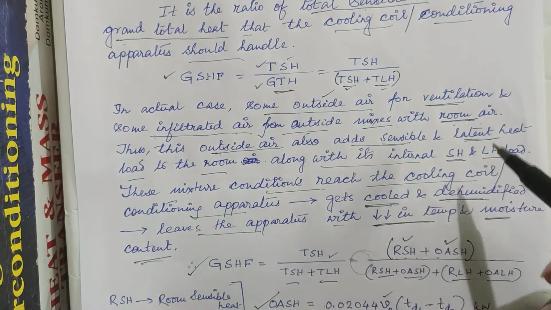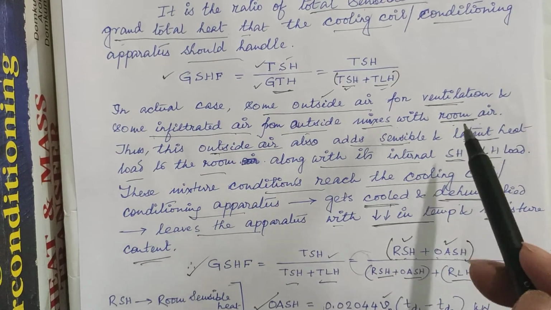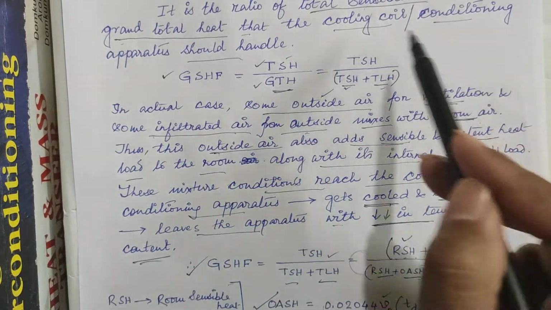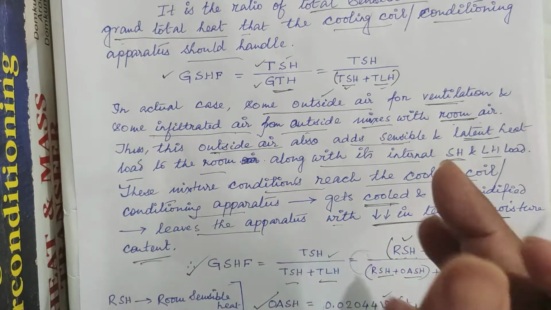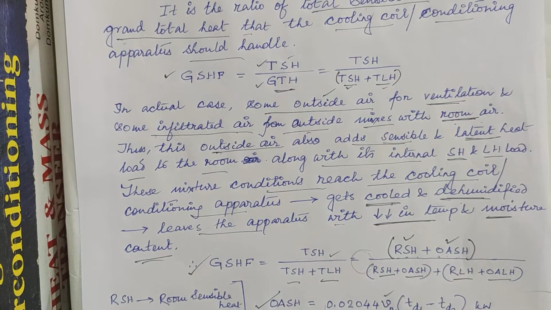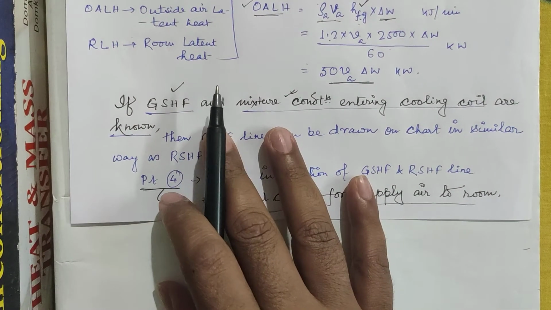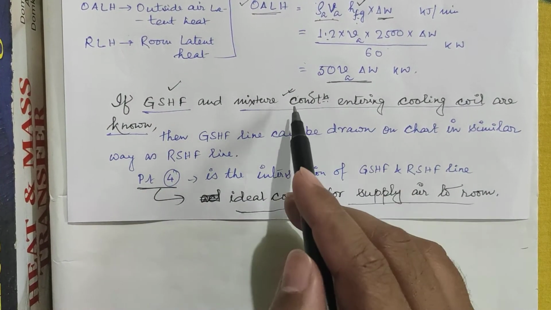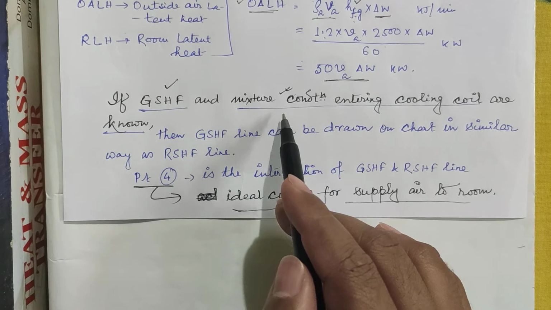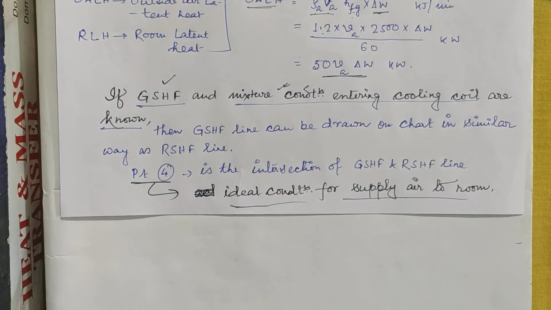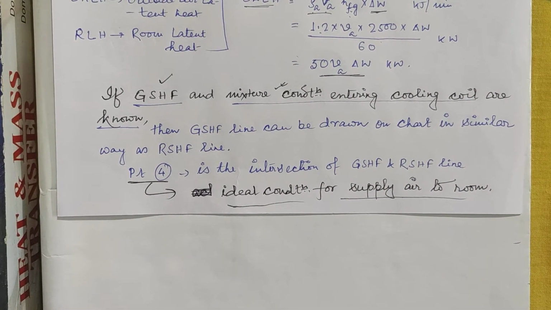Mixture condition means the fresh air that is supplied from the outside and the recirculated air from the room. Fresh air and recirculated air are to be mixed in a proper ratio. After mixing of fresh air with the recirculated air in a proper ratio, that mixture will enter into the cooling coil.